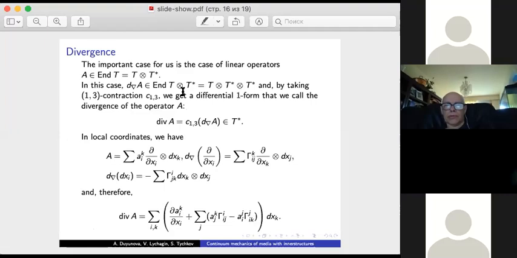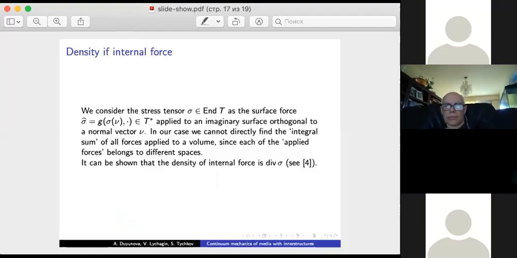And we define the divergence of the operator in the following way. We consider the covariant differential of the operator and, taking the contraction of the first and third indices, we get a differential form that we call the divergence of operator A. And in local coordinates, we have the following expression for this divergence.